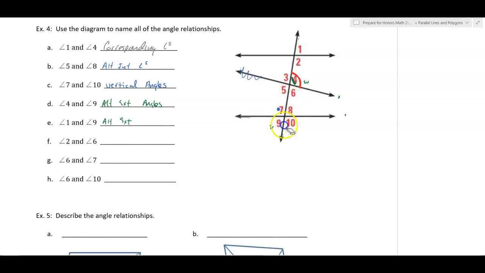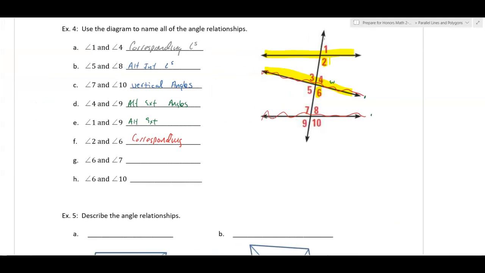Okay, I'm going to erase some of this stuff so we can see the numbers a little better. If I look at 2 and 6, here's 2, here's 6. Tells me I'm going to use the transversal, these two lines. 2 is interior, 6 is exterior, so those would be corresponding angles. 6 and 7. For 6 and 7, I'm going to use this line and this line. Both are interior, right? Opposite sides of the transversal. So those are alternate interior angles.